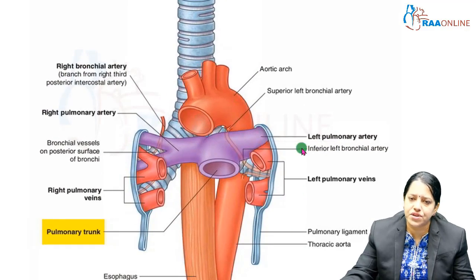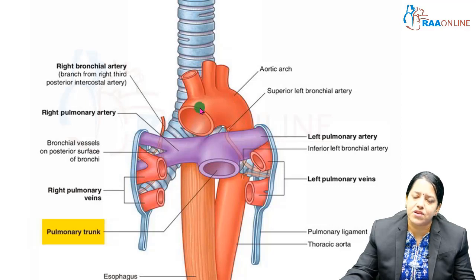So you can see over here, we have cut the arch of aorta. These are the vessels of the arch of aorta. So this is the arch of aorta. The arch of aorta arises from the left ventricle, whereas the pulmonary trunk is arising from the right ventricle. And you can see the arch of aorta is anterior, and behind the arch of aorta is the pulmonary trunk.